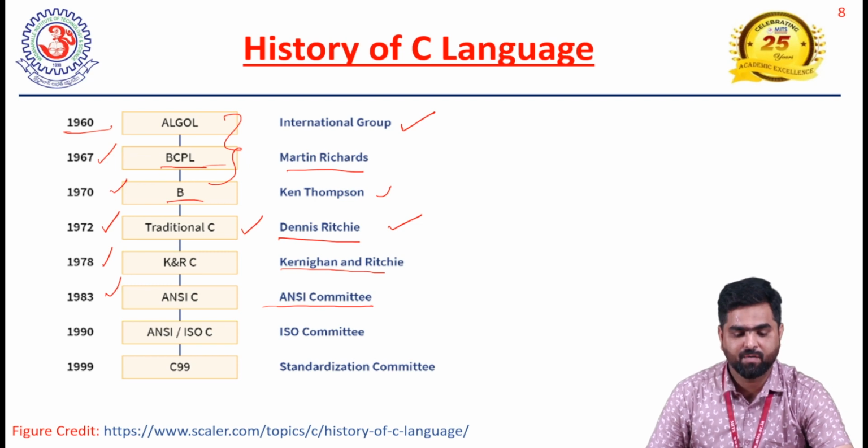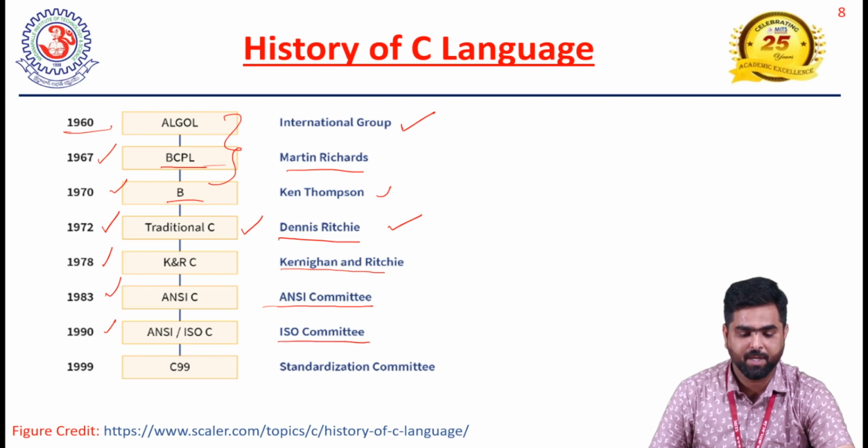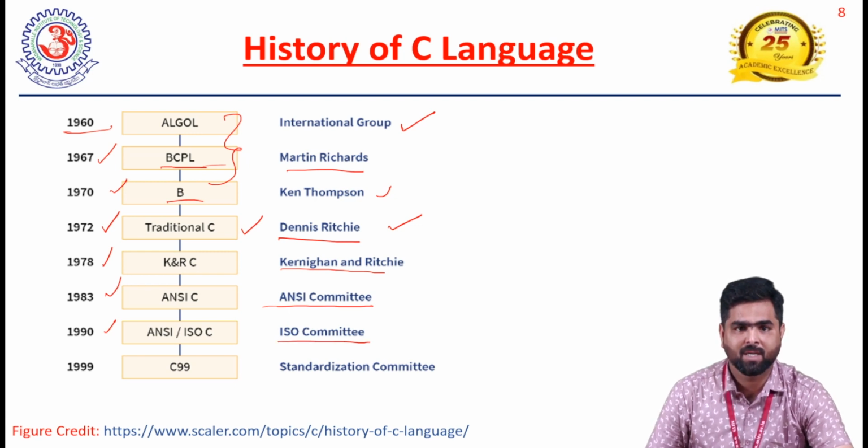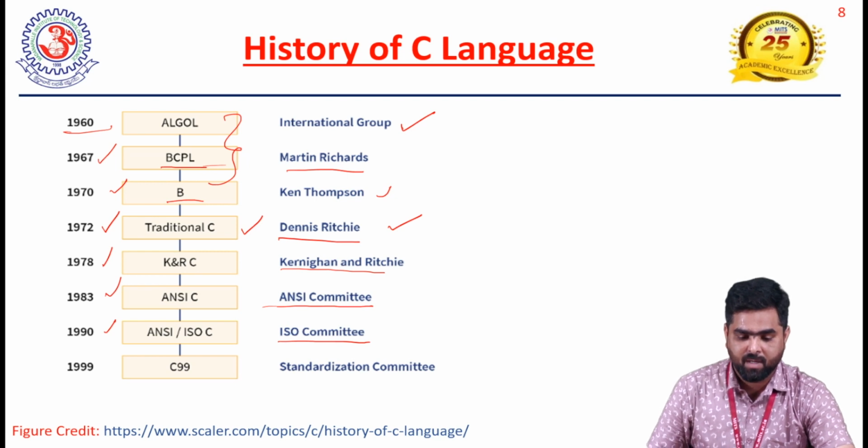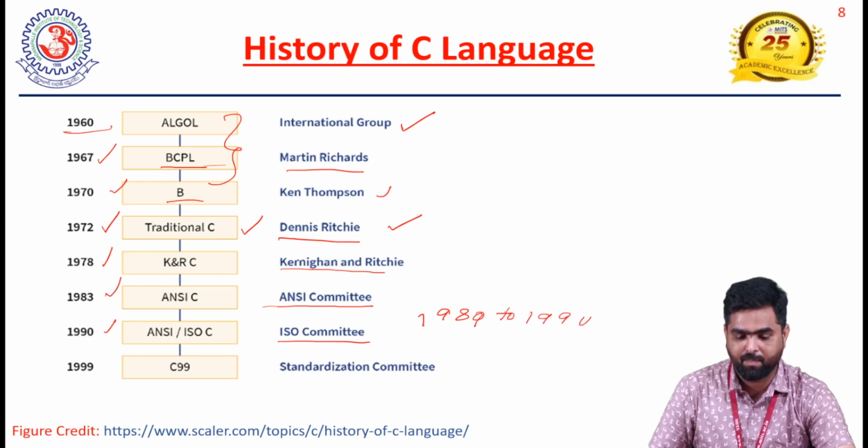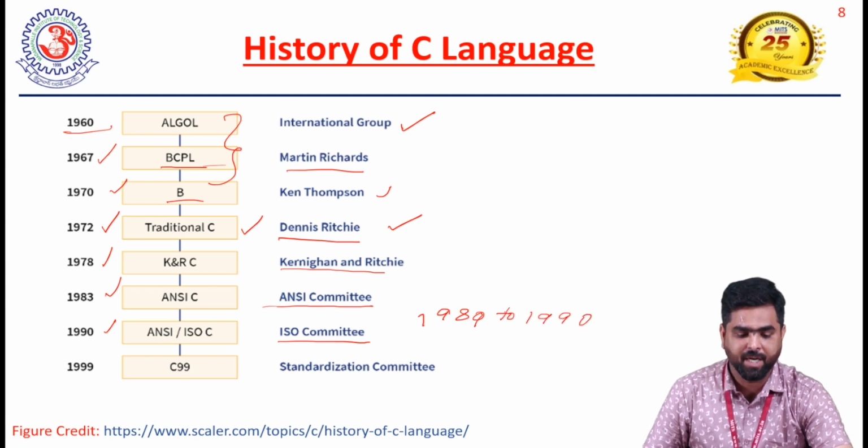And then in the year 1990, the C language was standardized one more time by the ISO committee. ISO is nothing but the International Organization for Standardization. So this ISO committee standardized the C language in 1990. Actually it is between 1989 and 1990, but here we have given 1990 only. So that's why it is also called ANSI or ISO C.